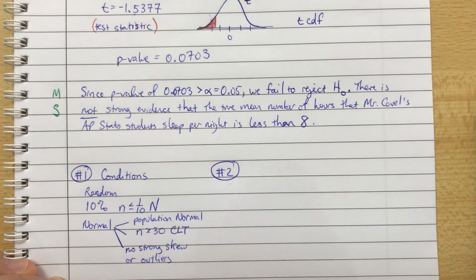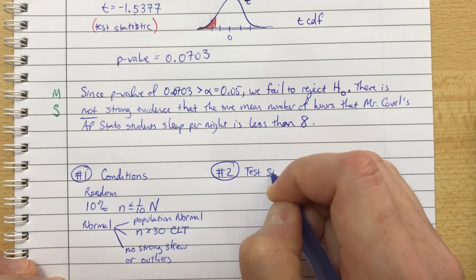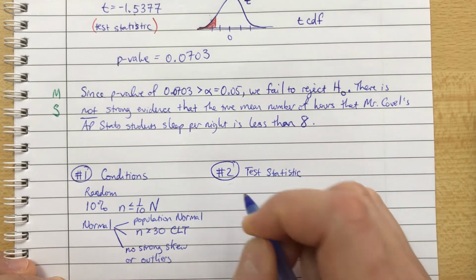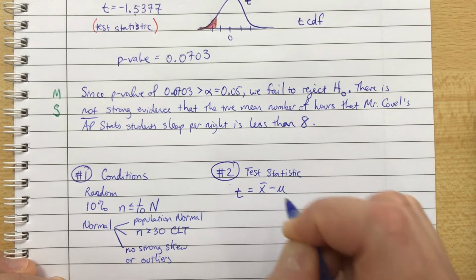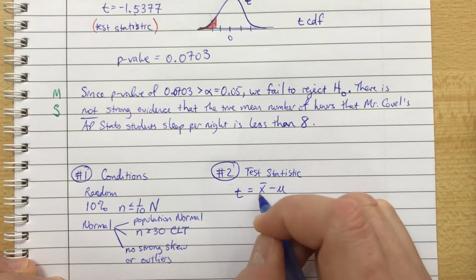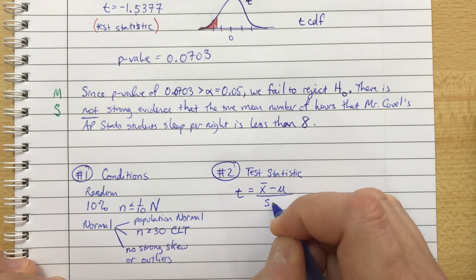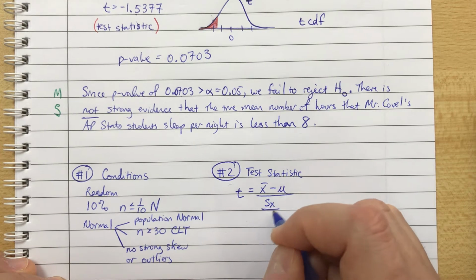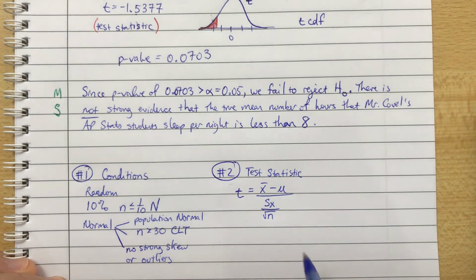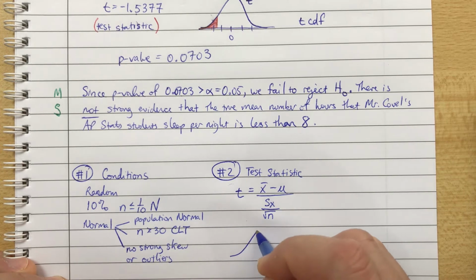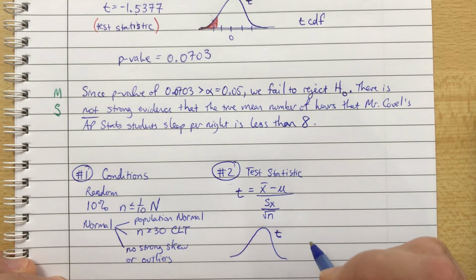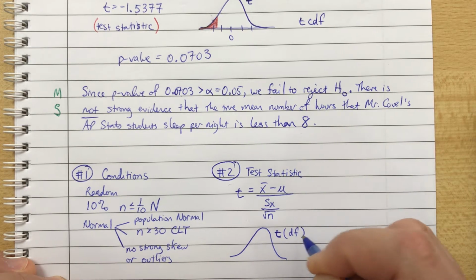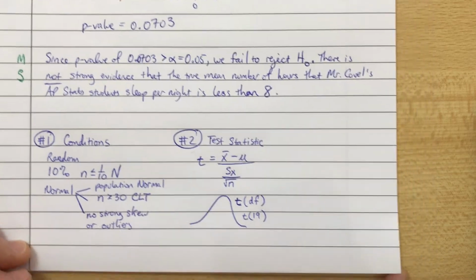Big idea number 2 is we have to get the test statistic, which is not z, it is t. So t is equal to the sample mean minus the population mean, or the null, what we think the null is, divided by the standard deviation of the sample divided by the square root of n. And when we do that, what we're getting here is a t distribution, not a normal distribution. So t with degrees of freedom. Now in this case, we could have said this was t and this was for 19. The degrees of freedom was 19.